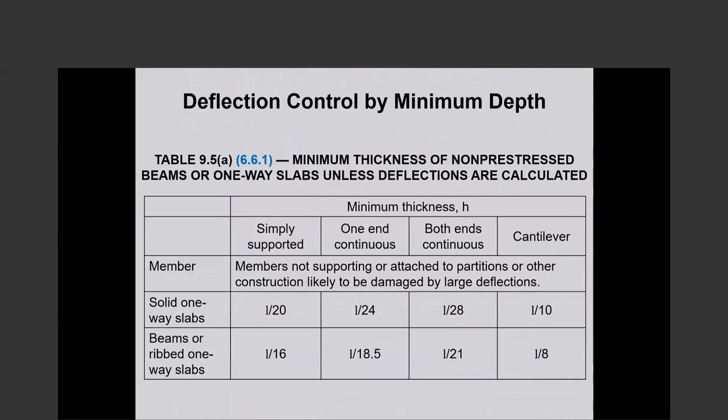So if you provide a minimum thickness, you do not have to do deflection calculation or anything like that. The minimum thicknesses are given by Table 9.5A in ACI 318-11 and in BNBC 2020. In the table, you see solid one-way slabs and then beams. These are solid one-way slabs. These are beams or ribbed one-way slabs.